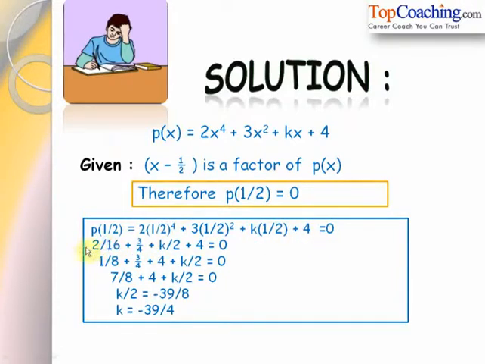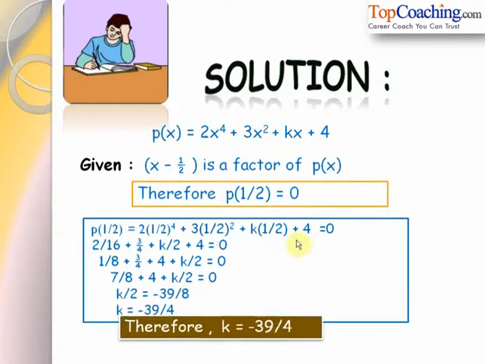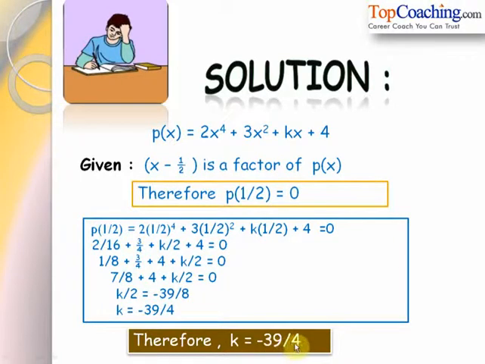From this what we get is 2 by 16 plus 3 by 4 plus k by 2 plus 4 equal to 0. 2 by 16 becomes 1 by 8, this is 3 by 4, this is k by 2, and this is 4. When we add these two fractions, what we get is 7 by 8 plus this remains the same, 4 plus k by 2 equal to 0. Therefore from this what we get is k by 2 equal to minus 39 by 8, and from this k is equal to minus 39 by 4. Thus we get the value of k equal to minus 39 by 4.